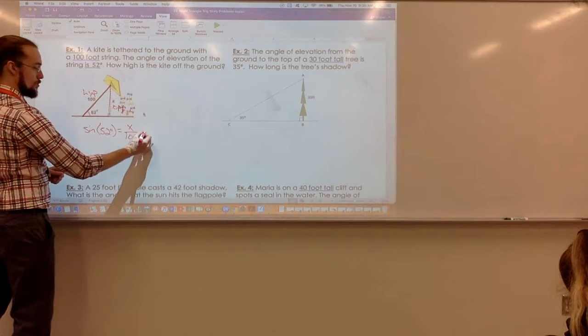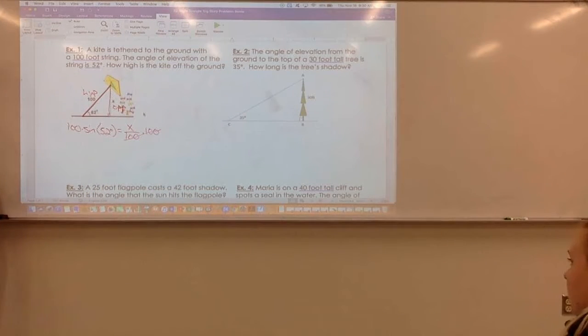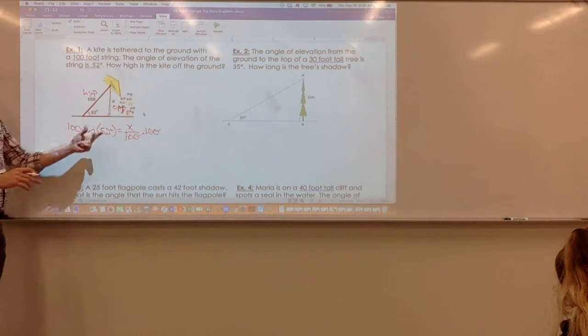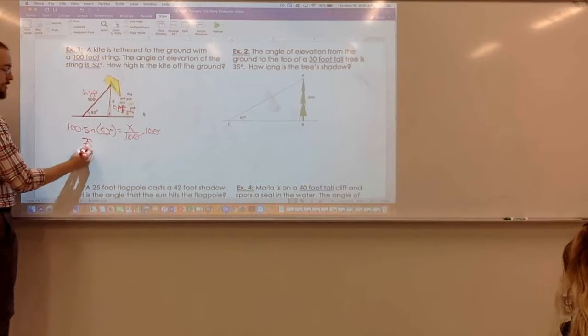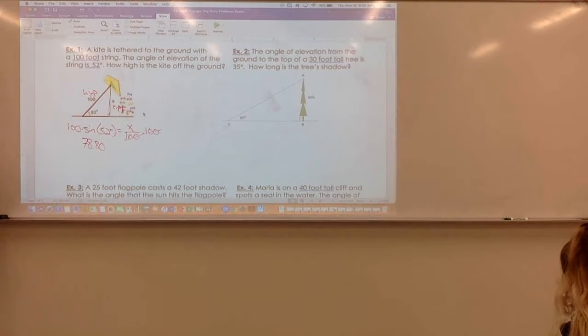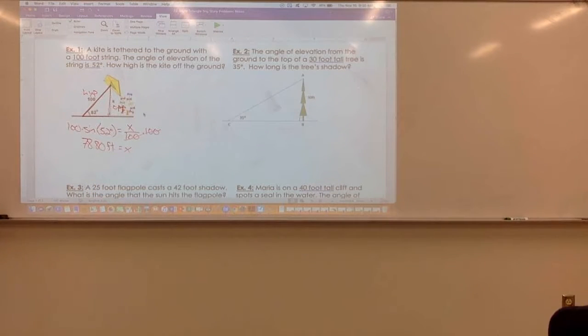So how do I solve that? Multiply both sides by 100. Now we already have x by itself, so I can just put this in the calculator. I got 78.80. Since this is a story problem, we should include units. So 78.80 what? Feet. So x equals 78.80 feet. We're talking about this kite being 78.8 feet off the ground. Okay so far? Yep.